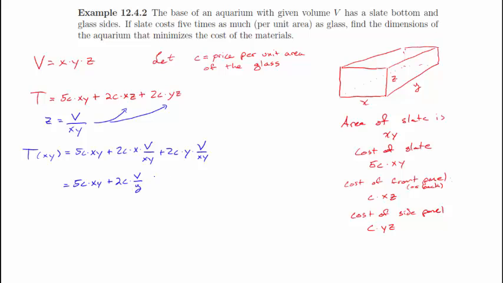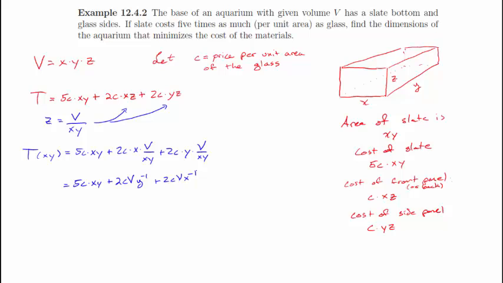I'm going to rewrite this actually. I'm going to write this as 2cv y to the negative 1 because I'm going to be taking derivatives. And the 2cv is all a constant. Then plus 2cv x to the negative 1. Now I have a function in 2 variables, and we can look at the constraints here.